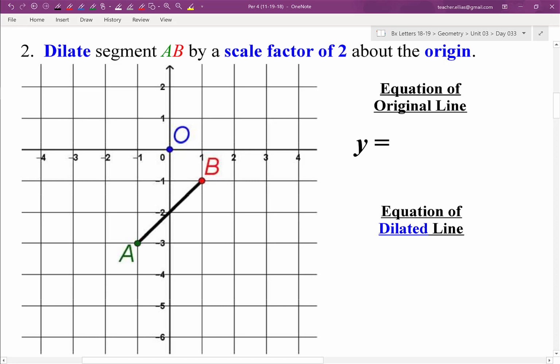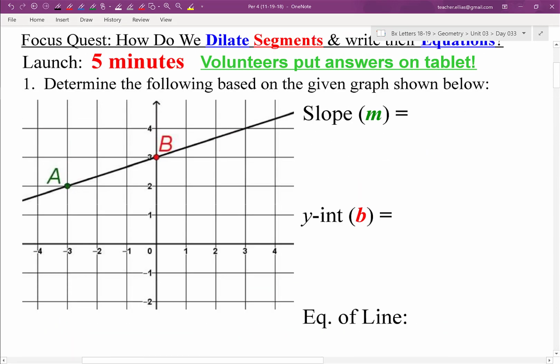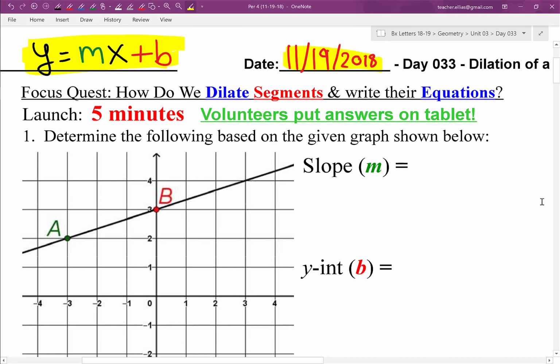Let me get your attention. Can I get 5 minutes of your time? I'll take 5 minutes of your time, and then we're gonna practice. All right? Everybody, give me 5 minutes. So, today's lesson, you need to know how to do 2 things. You need to know how to write the equation of a line. It's that y equals mx plus b thing.